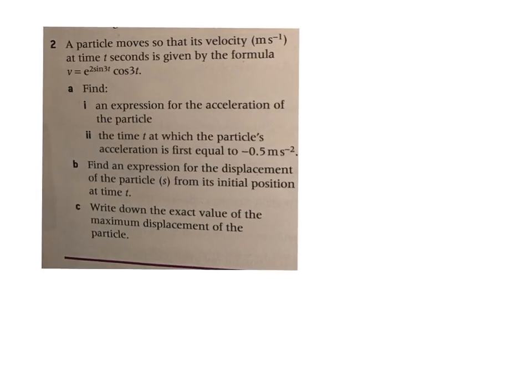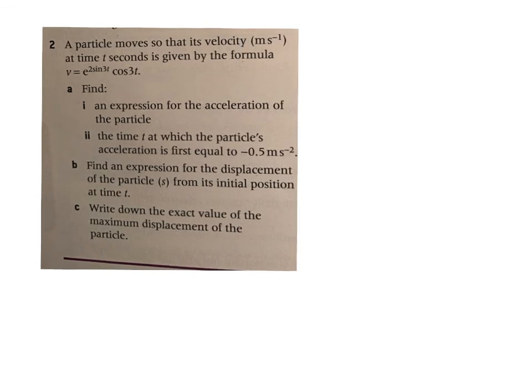Okay, here we've got a velocity formula, and we're supposed to get acceleration. Now remember, to go from velocity to acceleration, we're going to end up taking the derivative. So first thing I need to do is take the derivative. So v of t is e to the 2 sine of 3t cosine of 3t. And we have, my friends, a product rule problem. Throwback!